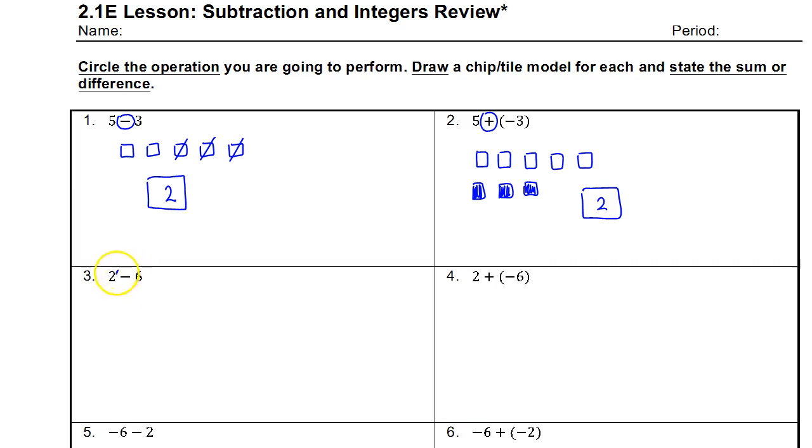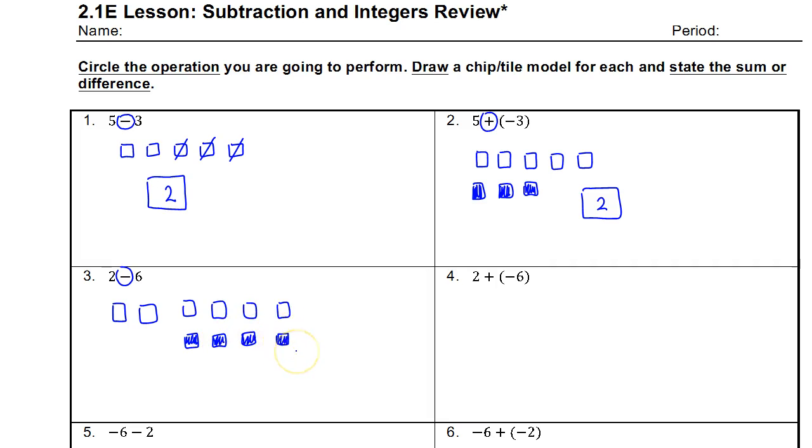For number 3, we're back to subtraction, and I'm starting with 2 positives to represent the first integer 2. And I want to subtract 6. So the problem is I only have 2 positives. If I want to subtract 6 positives, I'm going to have to add 0 pairs. If I already have 2 positives, I really only need 4 positives. So I'm going to add 4 0 pairs.